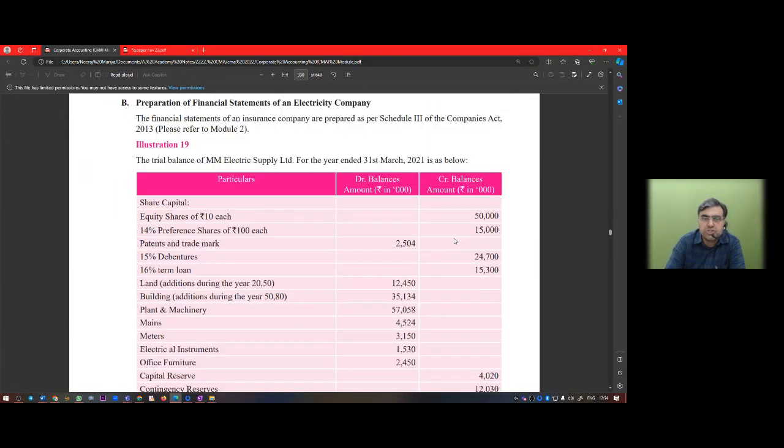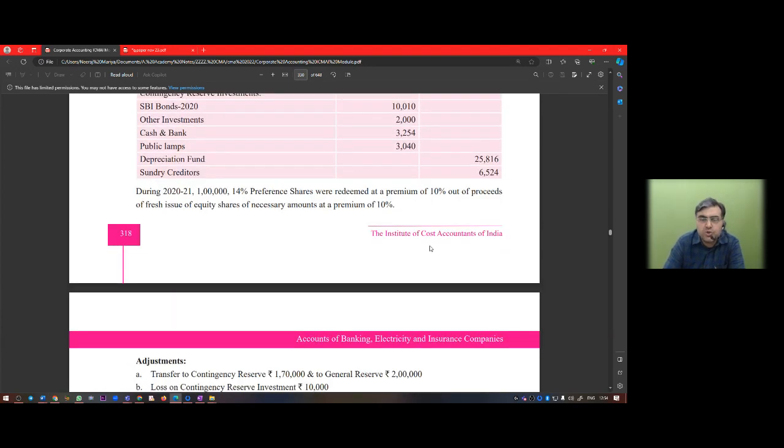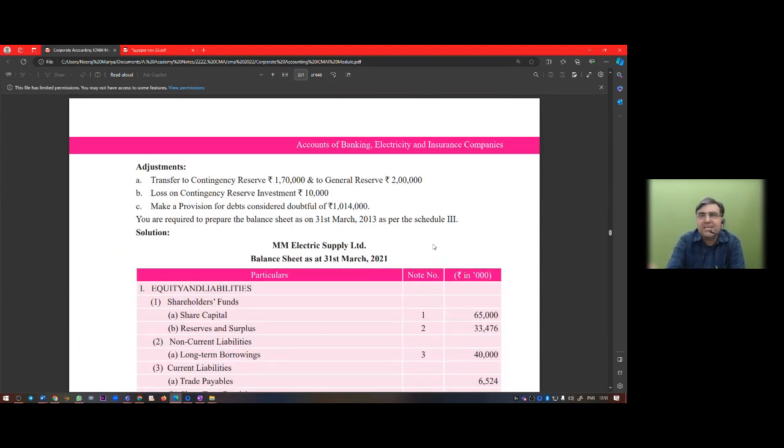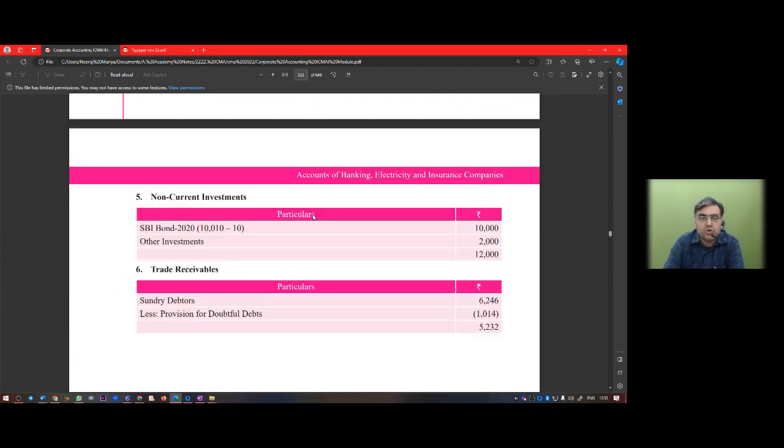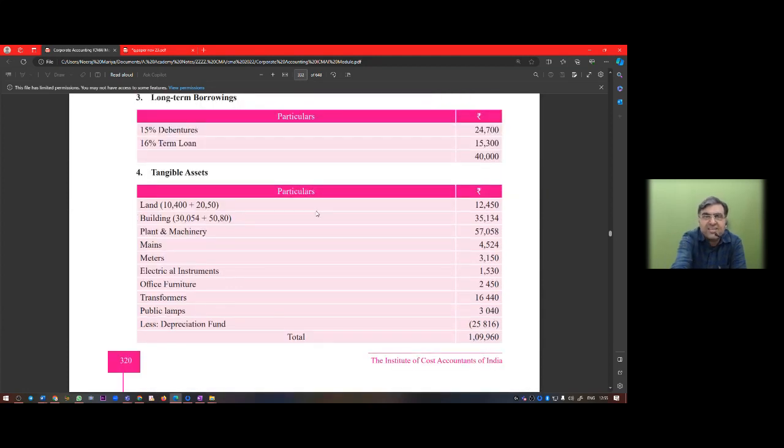Now, this is the question from electricity company. You can understand the question we did just now. It's quite similar. You are given a trial balance. You are given some expenses, some income, some assets, some liabilities. And then they ask you to prepare the balance sheet as per Schedule 3. You have done Schedule 3 just now with me, guys. What is the difference? There is no difference at all. If time would have permitted, we would have done this question now. Instead of calling it tangible assets, use a new name that is called PPE.